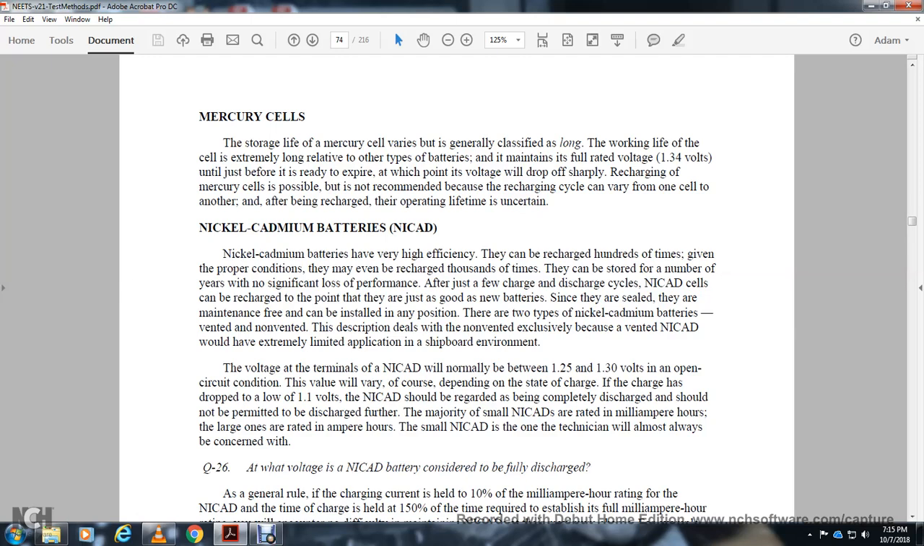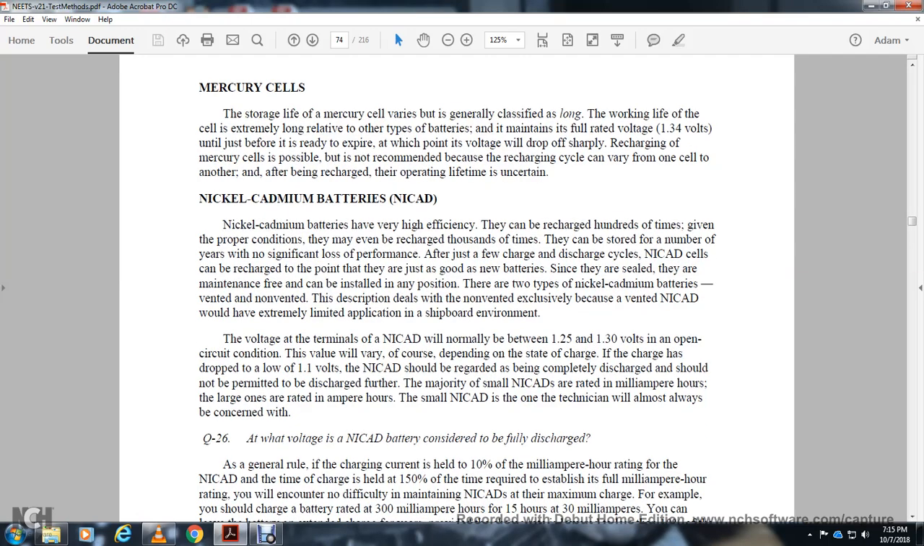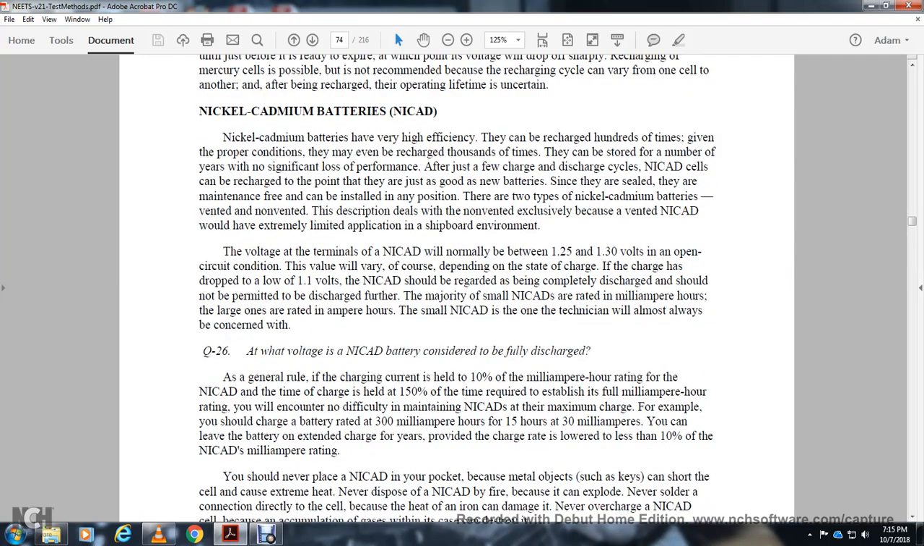The nickel-cadmium battery has extremely limited application in the shipboard environment. The voltage of the terminal of the nickel-cadmium battery is normally between 1.20, 1.25 and 1.30 volts open circuit, depending on the shape of the drop, down to about 1.1 volt. The nickel-cadmium should be regarded as completely discharged then and should not be permitted to discharge further.